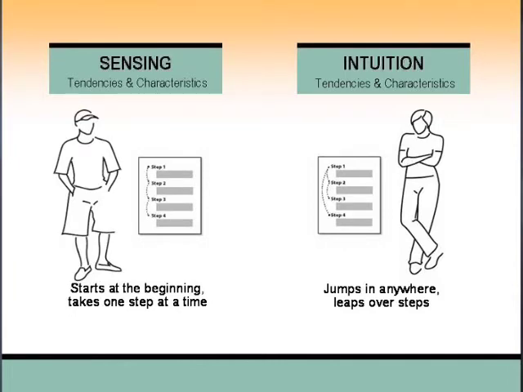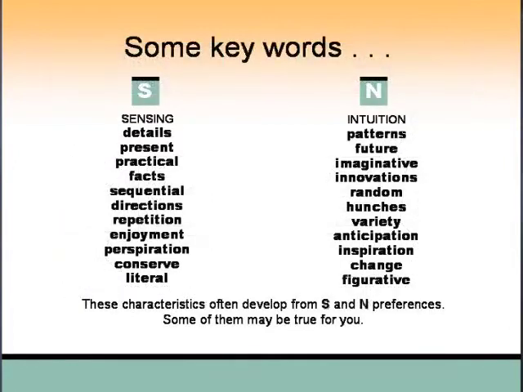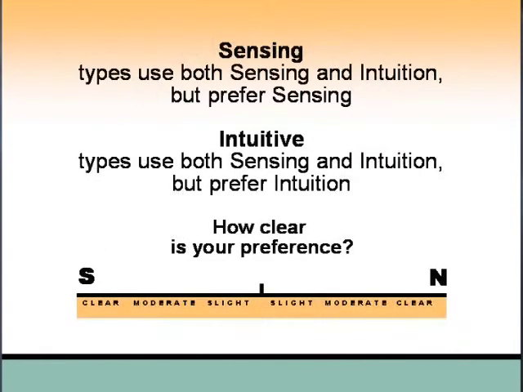Here are some key words about both types. Sensing types are very detailed, practical people, in step or sequential, with a lot of enjoyment of repetition. Intuitives are much more future-oriented, imaginative, they like variety, and are a little bit more figurative in their relationships. Now, on this scale, again, take your pen, and on that particular slide, mark where you think that you are.